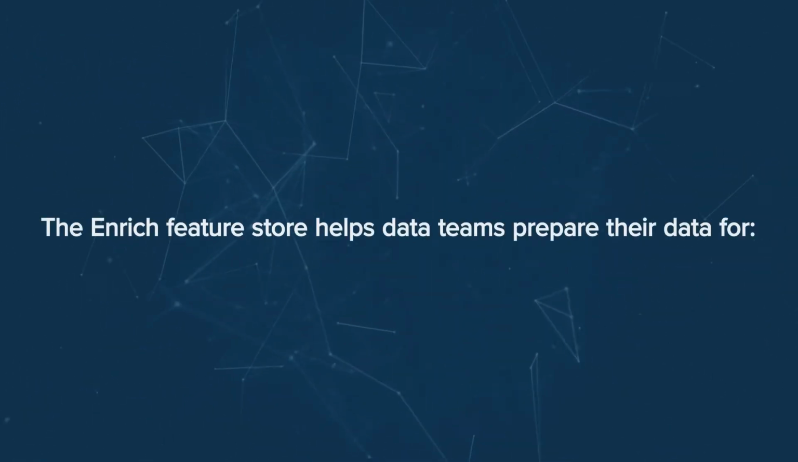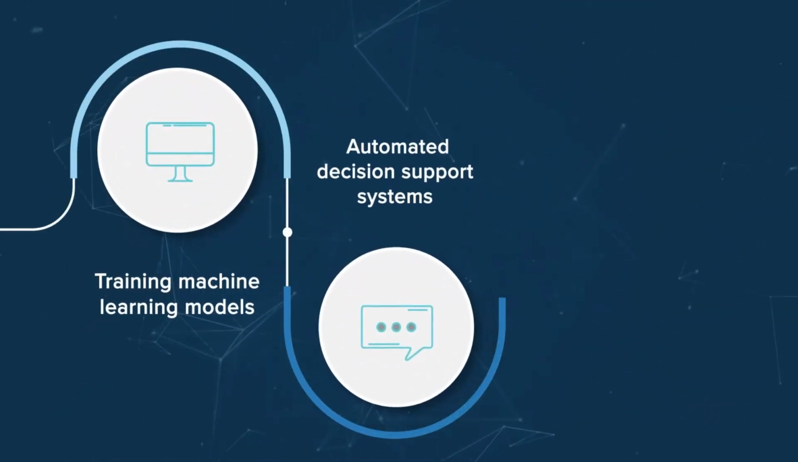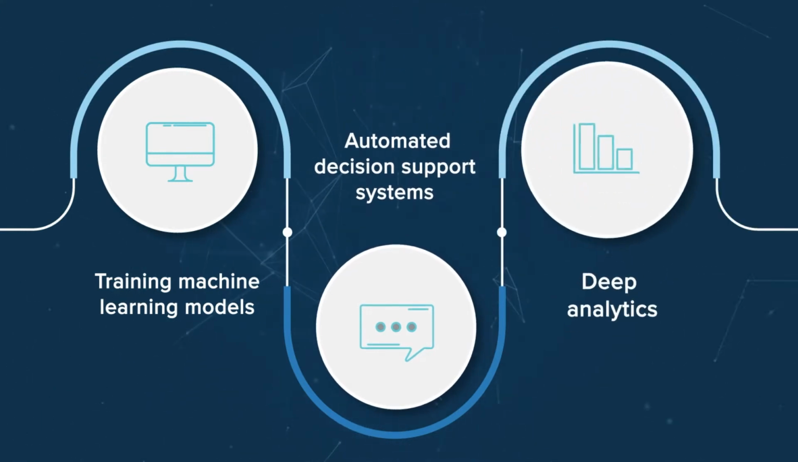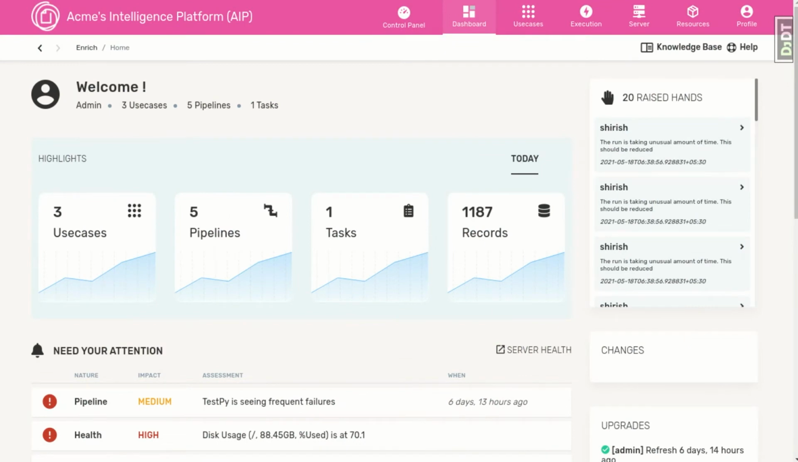The Enrich Feature Store helps data teams prepare their data for any number of data science needs, from training machine learning models to automated decision support systems to deep analytics. In this demo of the Enrich Feature Store, users from Acme Corporation land on the homepage where they have a view of everything that's running on the server.